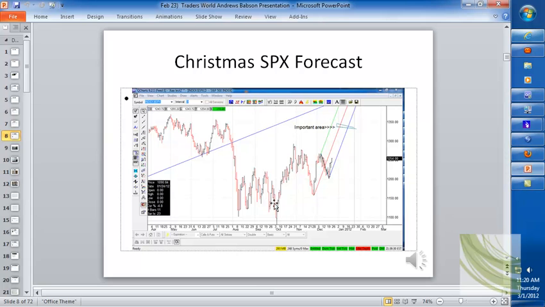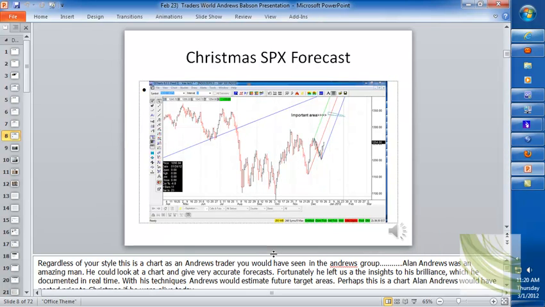Okay, so let's move this up a little bit here so I can read. Well, regardless of your style, this is a chart that as an Andrews Group trader you would have seen in the Andrews Group. What we do is we send out charts every once in a while and note what lines we're using and what we find interesting at that point in time.